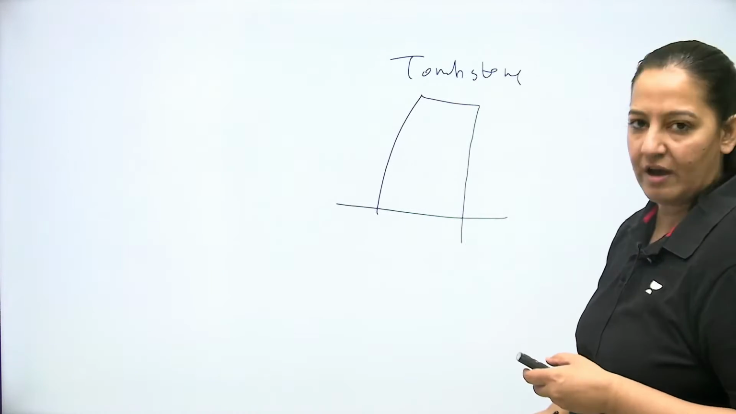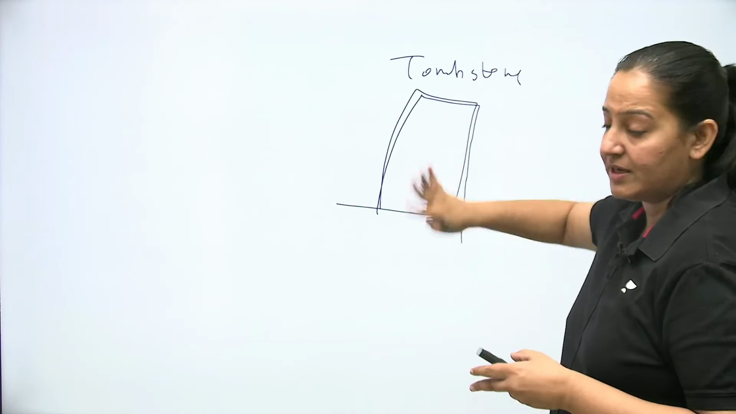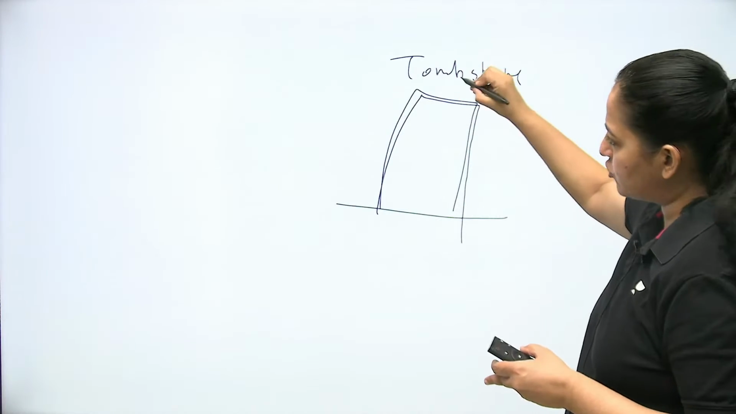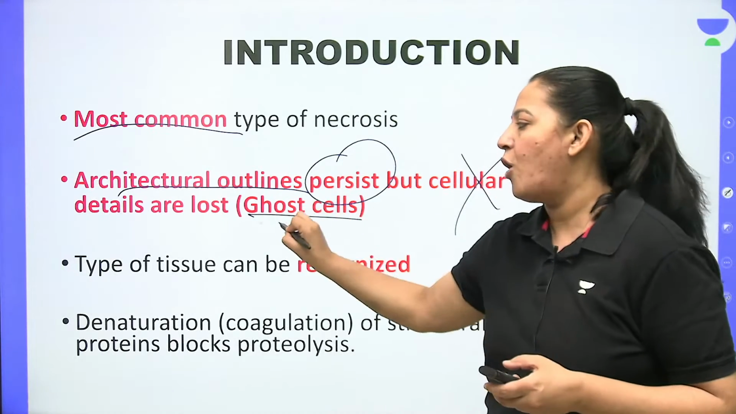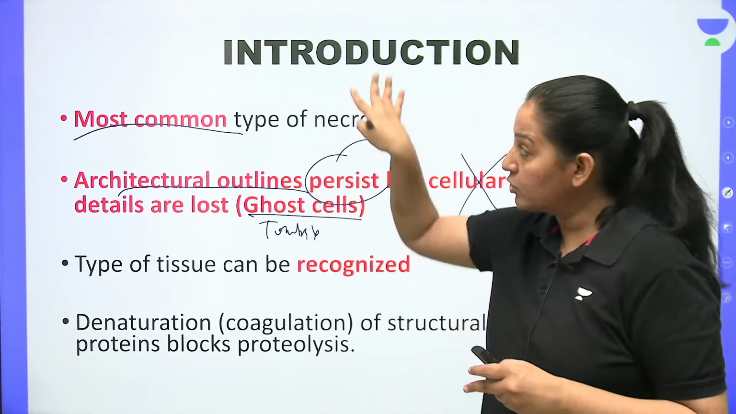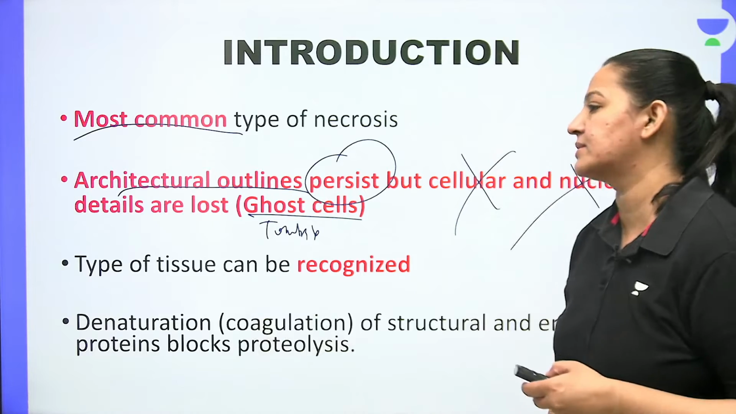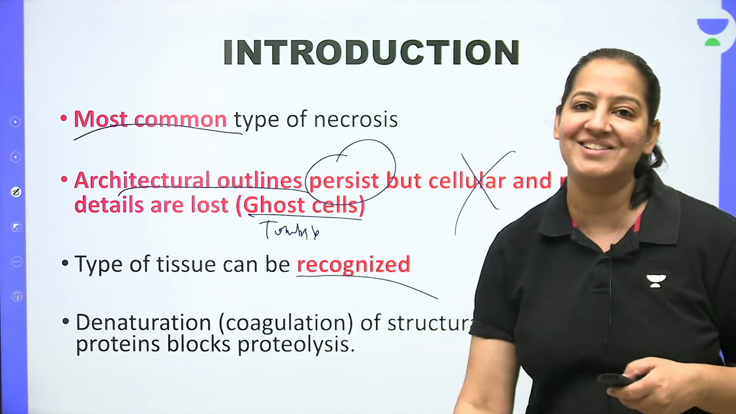So this is a stone. Have you seen a stone? A stone has an outline. A stone doesn't have anything inside. It is blank from inside. So the tombstone appearance. So these cells have two appearances, either the ghost cell or the tombstone cell. Give me a thumbs up. These are the two names given to the cells undergoing coagulative necrosis. Still, the type can be recognized because the outline is maintained. Give me a thumbs up.